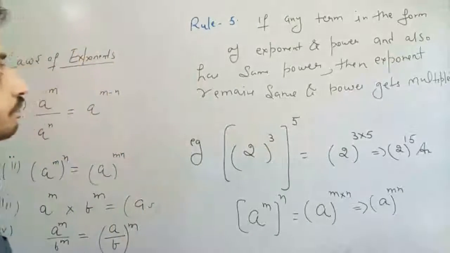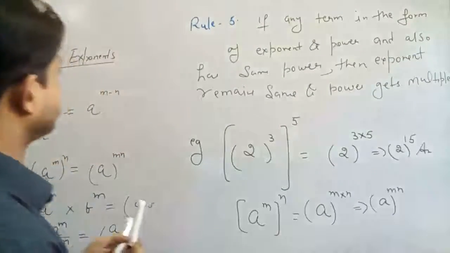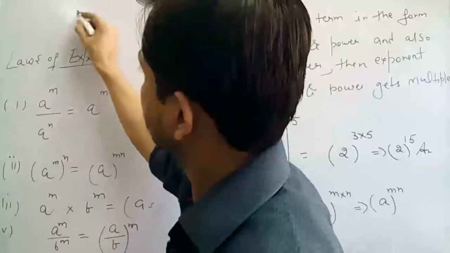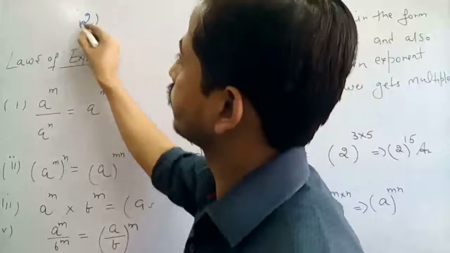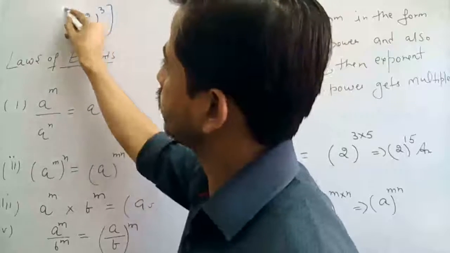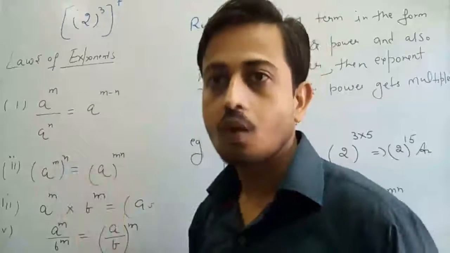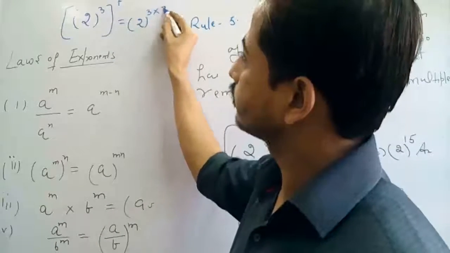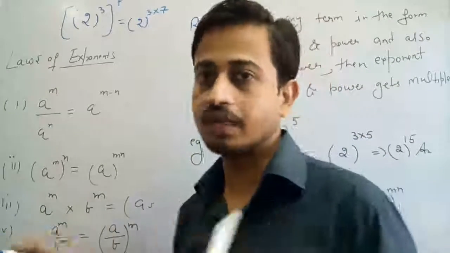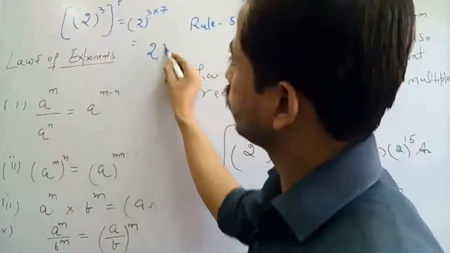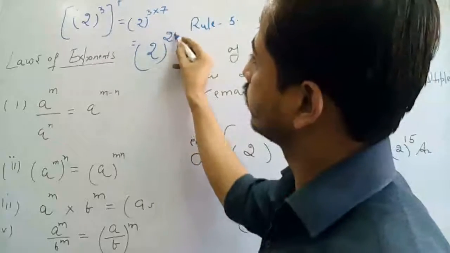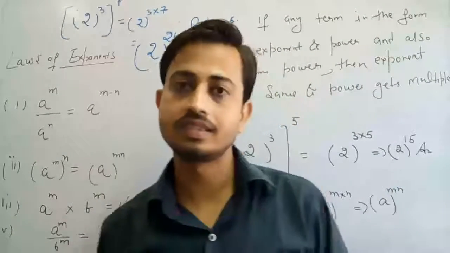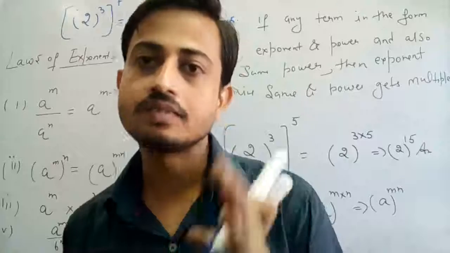I am taking another example. Please take a look. I am writing here. If 2 raised to the power 3 and whole raised to the power 7, now what's the answer? 2 raised to the power 3 multiplied by 7 because the power gets multiplied. So the answer is 2 raised to the power 3 into 7, 21. So 2 raised to the power 21 is your final answer. This is rule number 5. So please make a note.